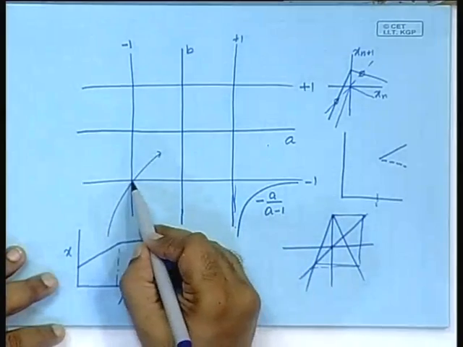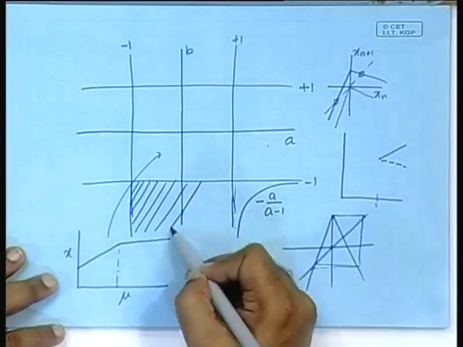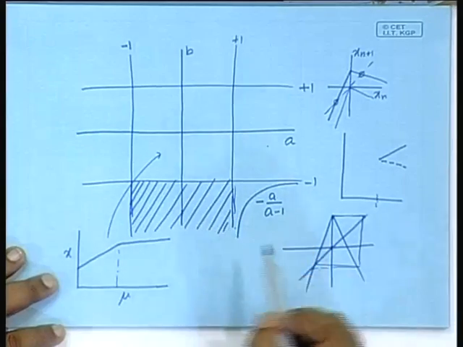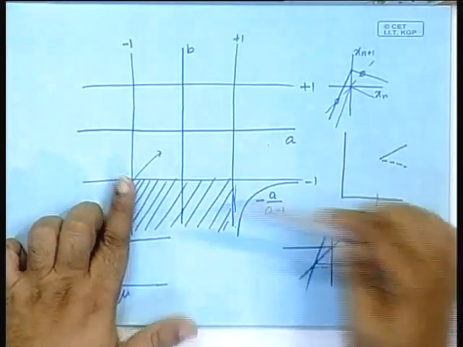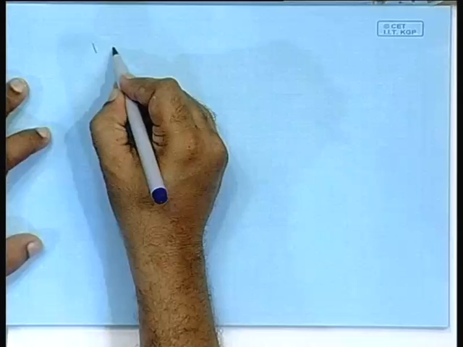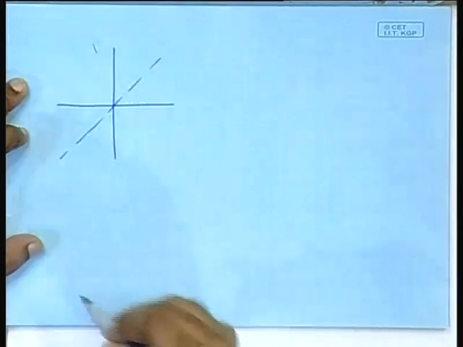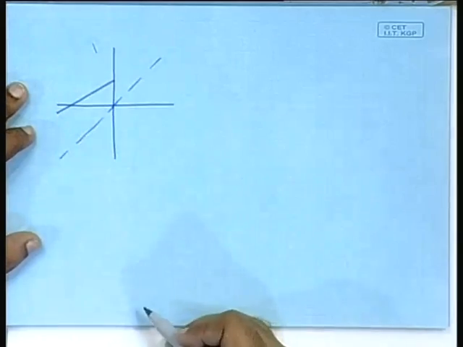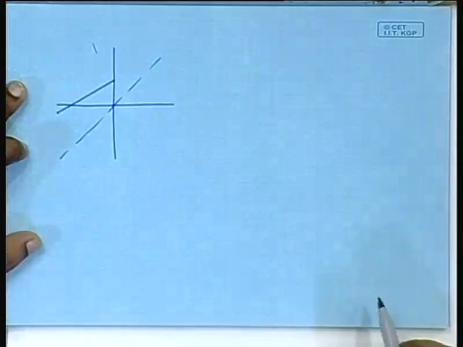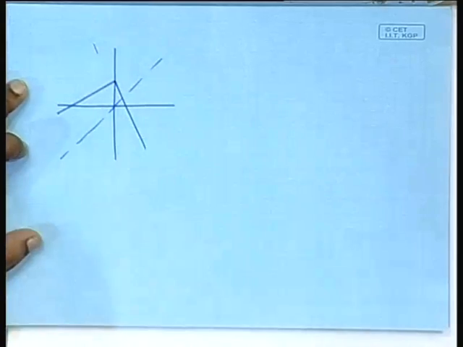What happens for this part? Now, let us take up this part. What does this represent? A value between minus 1 and plus 1, and B value less than minus 1. So, what will the graph look like? The graph will look like, let us say, a value between minus 1 and plus 1 like this, and B value less than minus 1, so something like this.